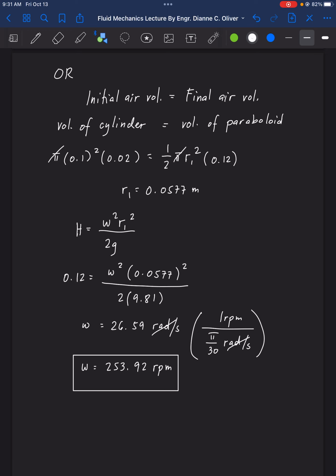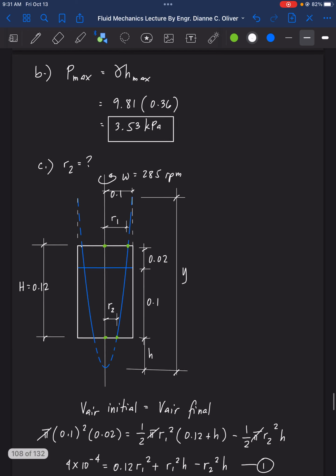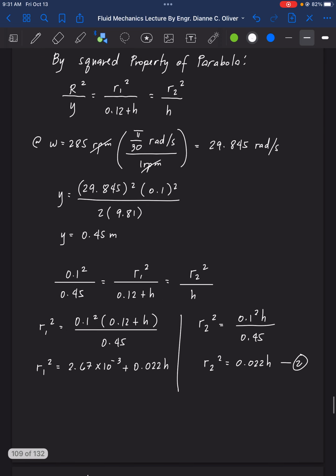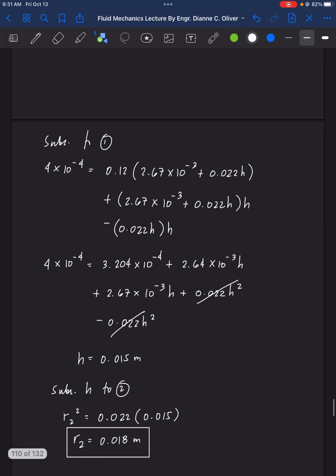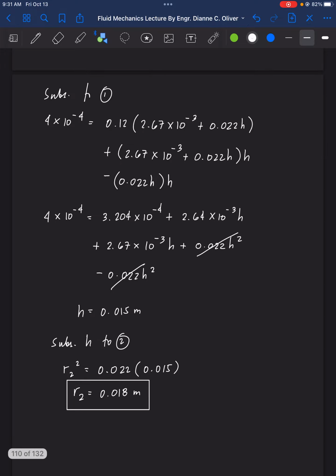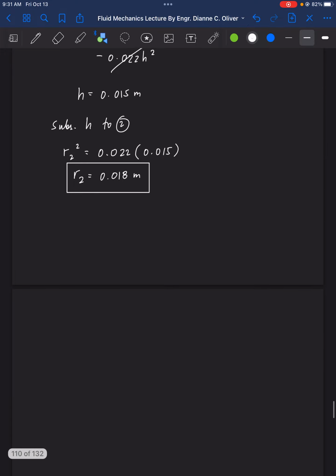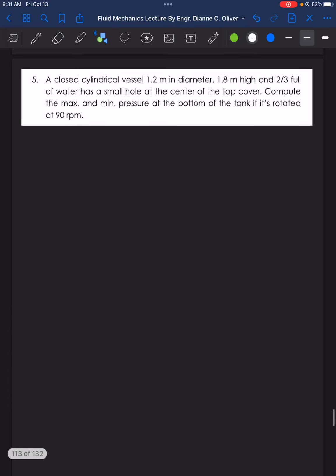The initial air volume equals the final air volume. This is letter B. C. Okay. So let's go now to example number 5.